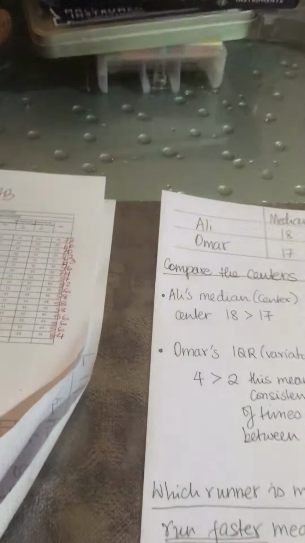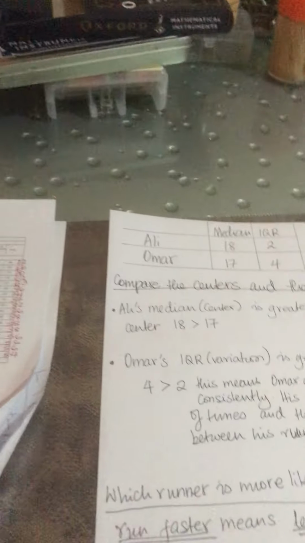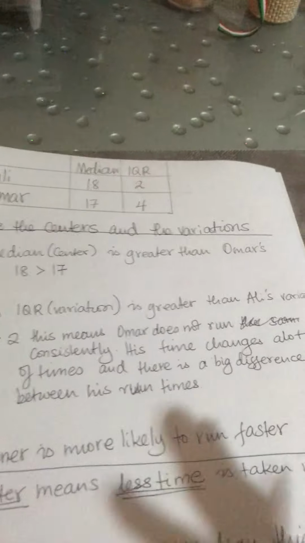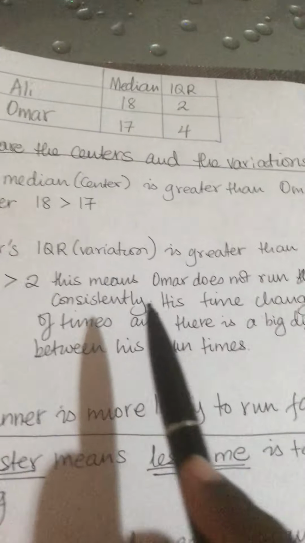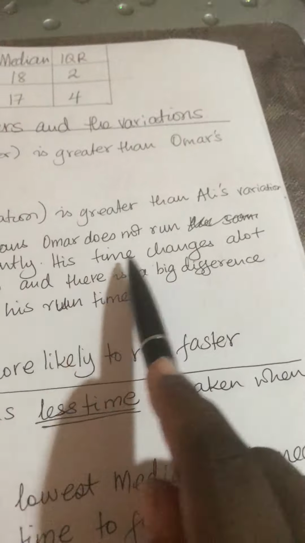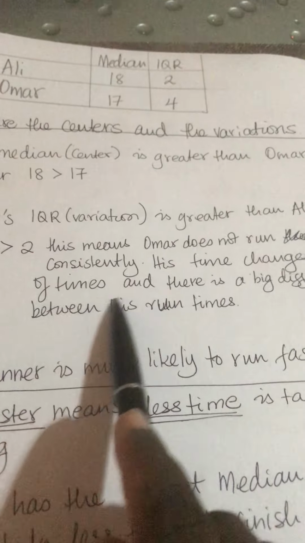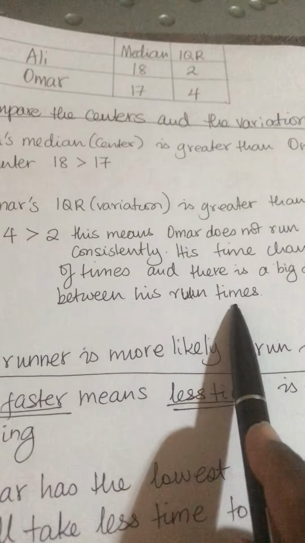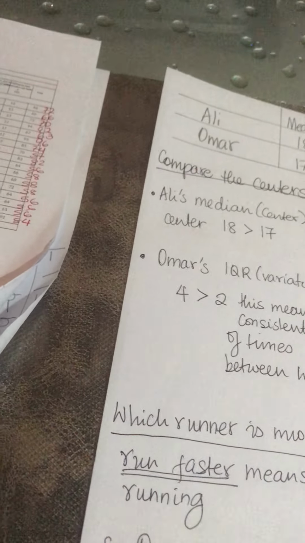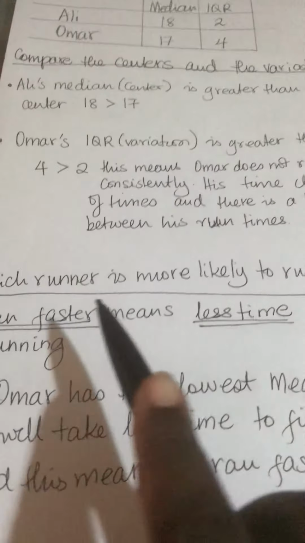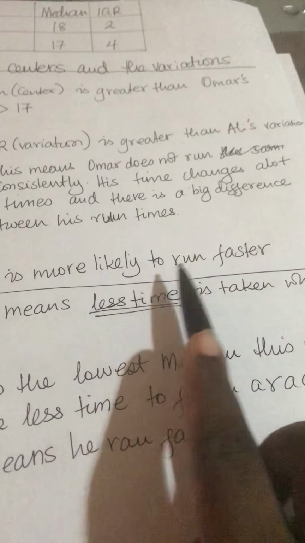He's using the whole number line. So that means he is not consistent. He's not getting around the same time all the time he's running. Okay? So this means Omar does not run consistently. His time changes a lot. And there is a big difference between his run times. Every time it is changing, okay? All right, now we need to answer which runner is more likely to run faster.